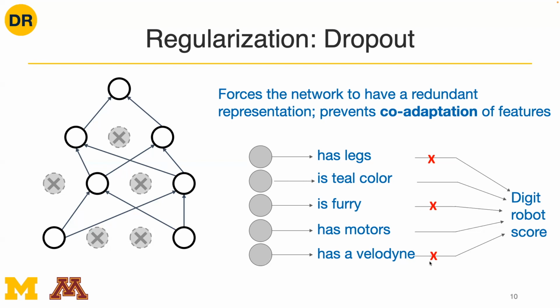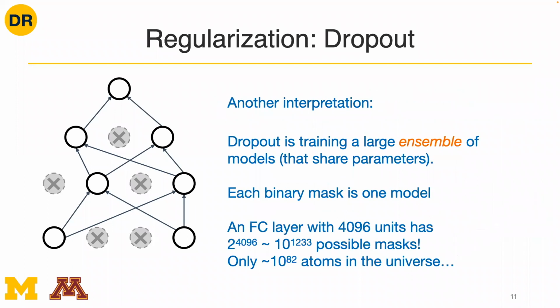And what dropout is going to do is randomly set some of these features as being not at all activated during training. So you're going to avoid allowing our final, let's say, layer, which has this dropout implemented, to always look for legs and always look for a teal color. Maybe if it finds legs and a Velodyne and motors, that's enough to still classify it as Digit. It doesn't always have to find all of them. So dropout is trying to prevent some of this co-adaptation.